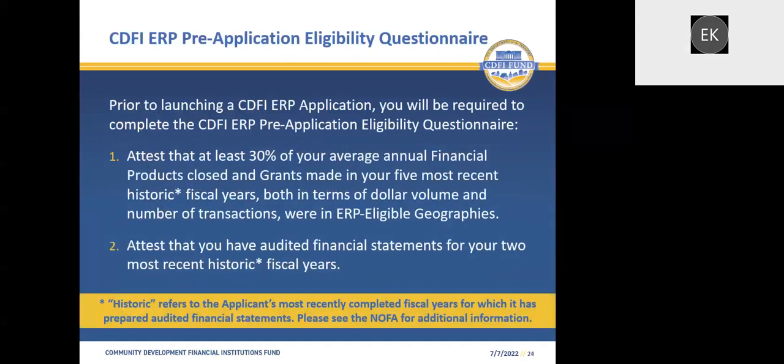1. Attest that at least 30% of your average annual financial products closed and grants made in your 5 most recent historic fiscal years, both in terms of dollar volume and number of transactions, were in ERP-eligible geographies. And 2, attest that you have audited financial statements for your 2 most recent historic fiscal years. Historic refers to the applicant's most recently completed fiscal years for which it has prepared audited financial statements. Please see the NOFA for additional information.